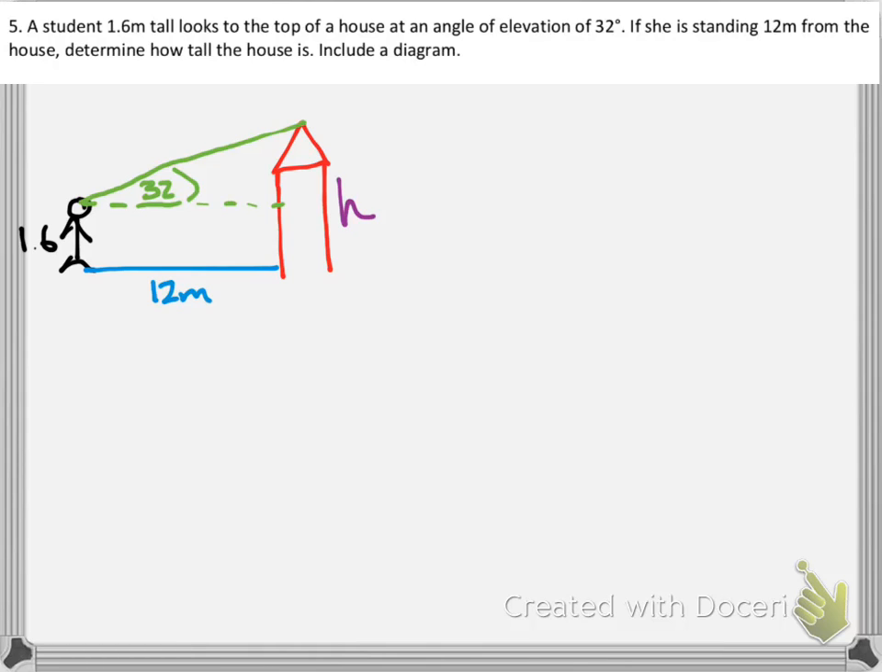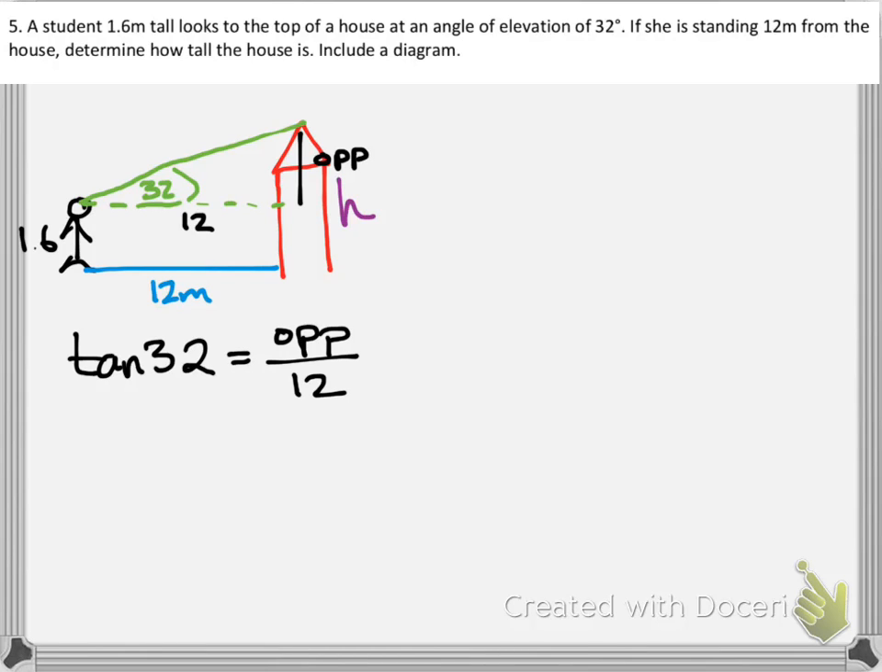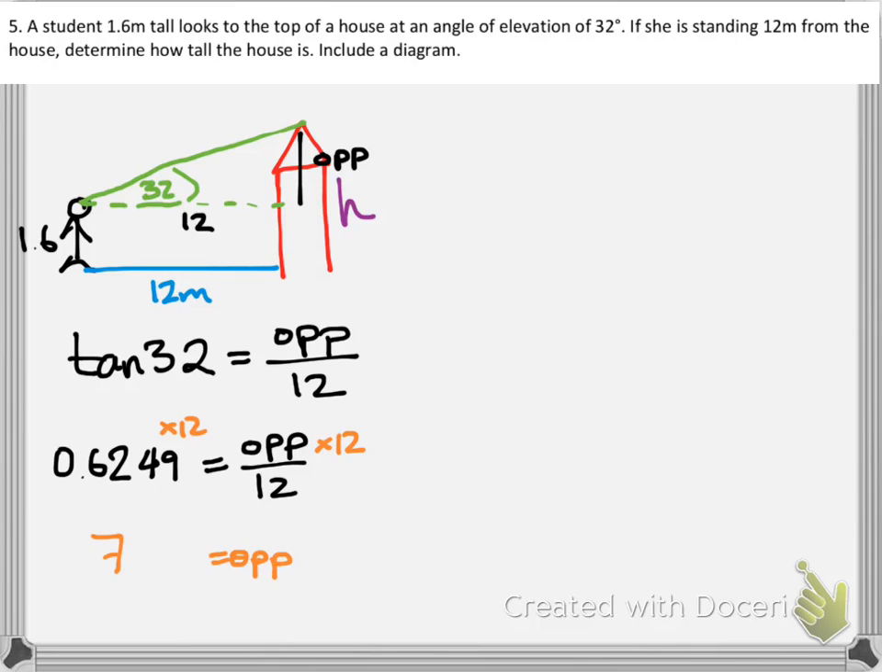And now we want to try to find the height of the house. Well, the opposite part is right there, and we know that that 12 can be moved up to the horizontal. So now I can use tan because I've got an opposite adjacent ratio. And tan 32 is opposite over adjacent, so opposite over 12. So 0.6249 is equal to opposite over 12. Multiply both sides by 12, and we get opposite is equal to 7.5.